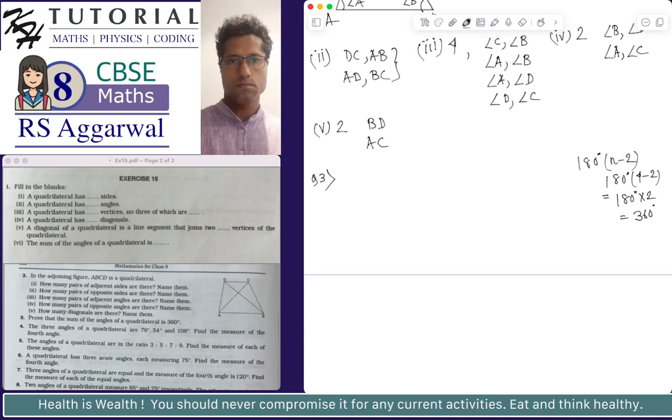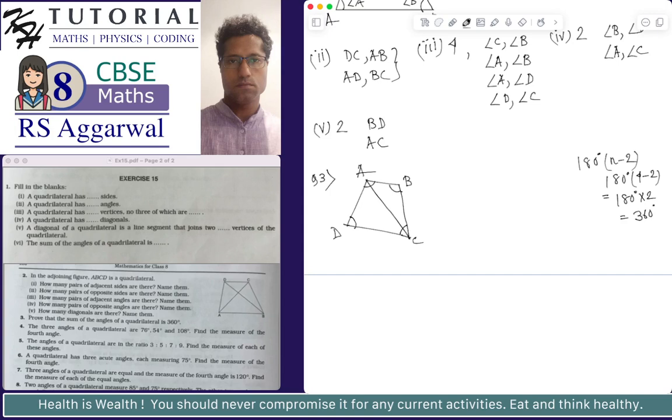Now geometrically, how do we prove that the sum of the internal angles of a quadrilateral is equal to 360 degrees? Let's say we have a very general quadrilateral ABCD. We need to prove that the sum of angle A, angle B, angle C and angle D is equal to 360 degrees. The way we prove it is that we create a diagonal. Any diagonal will do. I am considering the diagonal AC. You form the diagonal AC.